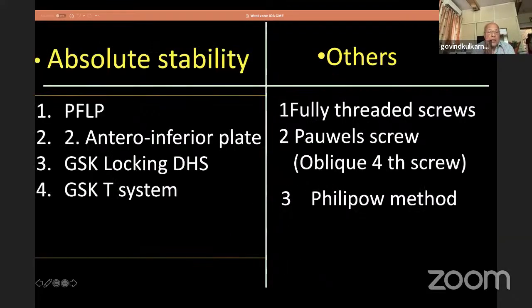Absolute stability is provided by the proximal femoral locking plate and the anterior-inferior plate. We have also developed a locking DHS and a GSK system. Others are fully threaded screws, Powell screws, and the Philip Pow method.